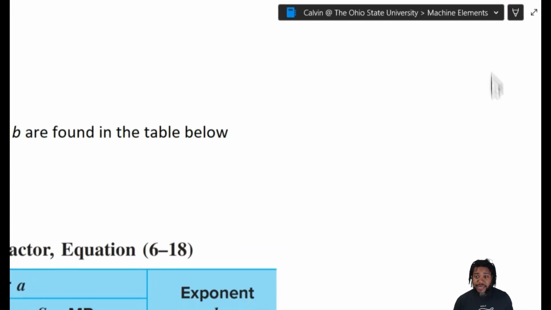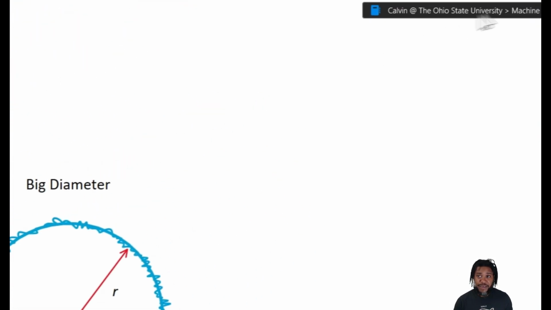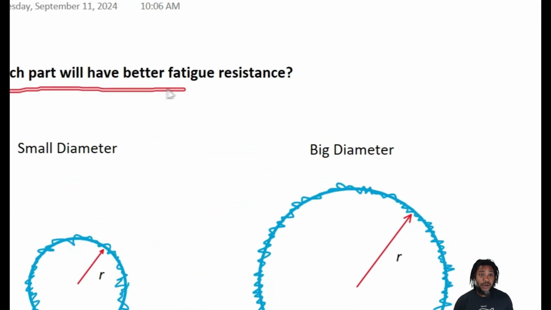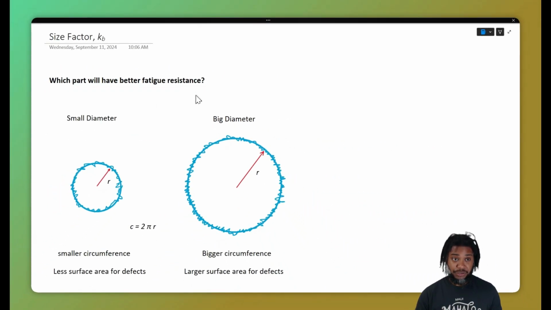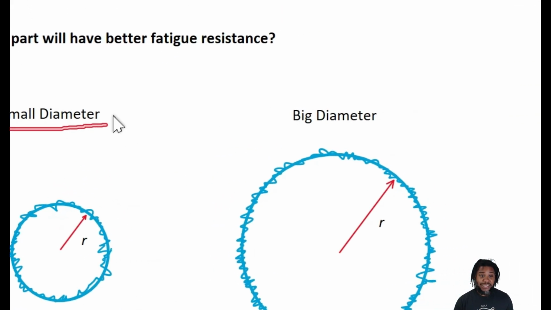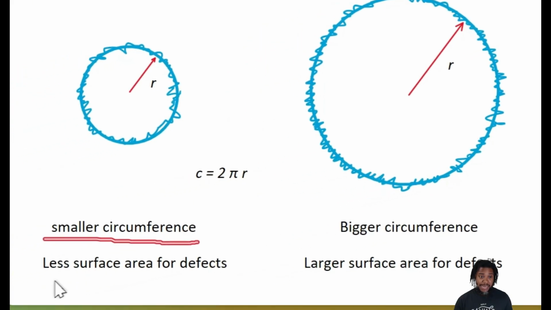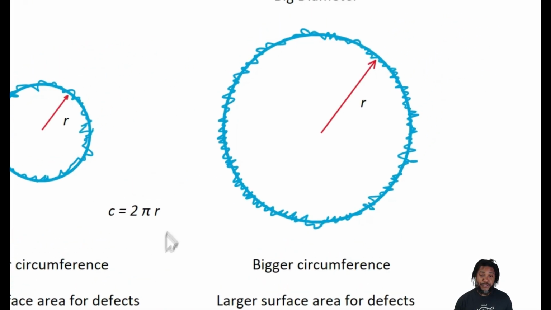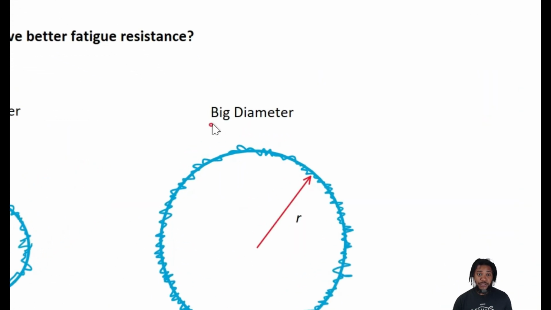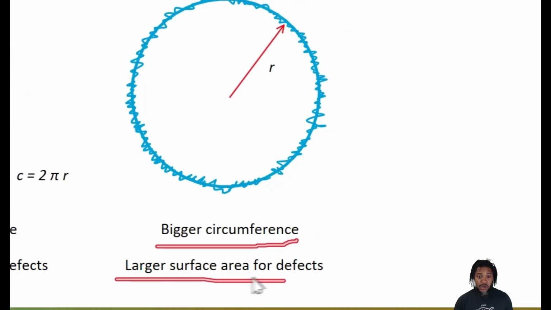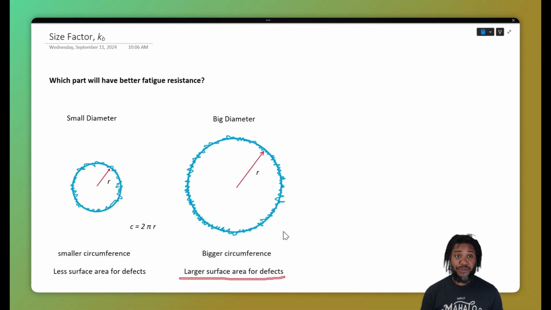Okay, now let's look at our next modification factor. And this one is our size factor. The question here is, which part will have better fatigue resistance? A part with a small diameter that has a smaller circumference and less surface area available for defects, or a part with a big diameter that has a bigger circumference and a larger surface area for defects? Which part will have better fatigue resistance?